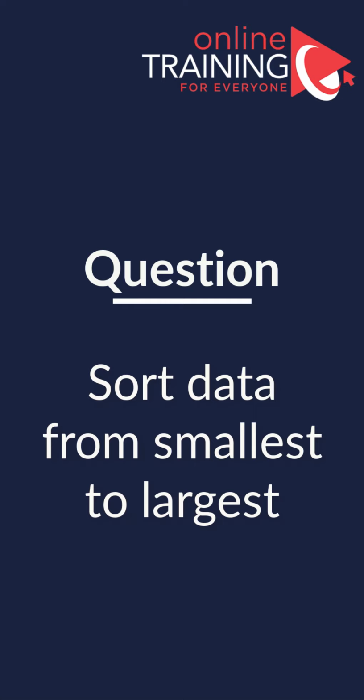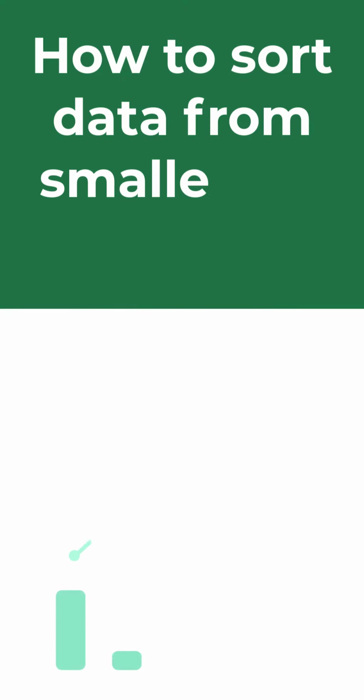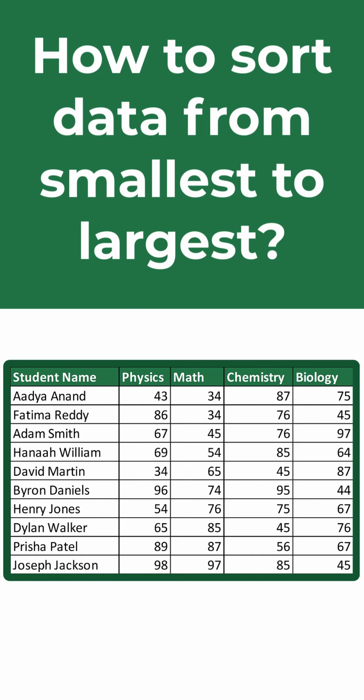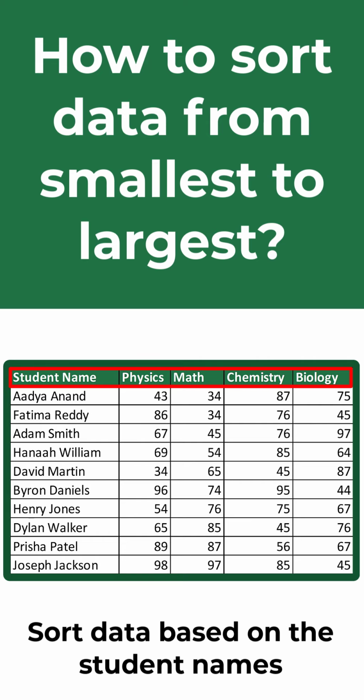A lot of times, you might get a question on how to sort data in Excel from smallest to largest. For example, you might be presented with a dataset, which shows student names and their grades on different subjects. Here on the screen, we see the grades in physics, math, chemistry, and biology. And we need to sort this dataset based on the student names.